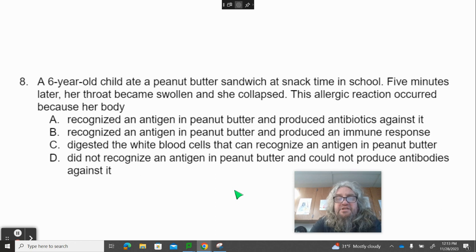Number eight, a 6-year-old child ate a peanut butter sandwich at snack time in school. 5 minutes later, her throat became swollen and she collapsed. This allergic reaction occurred because her body, A, recognized an antigen in peanut butter and produced antibiotics against it. B, recognized an antigen in peanut butter and produced an immune response. C, digested the white blood cells that can recognize an antigen in peanut butter. D, did not recognize an antigen in peanut butter and could not produce antibodies against it.